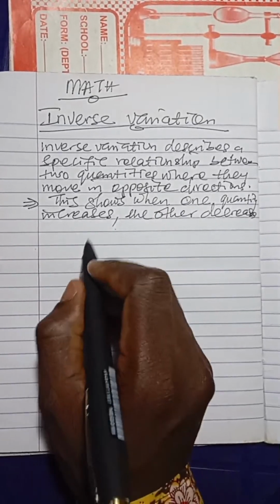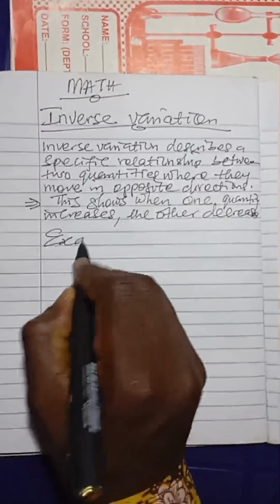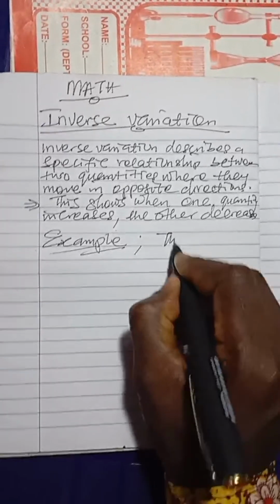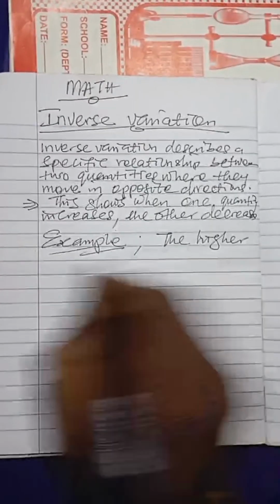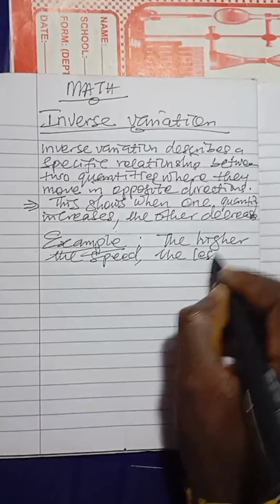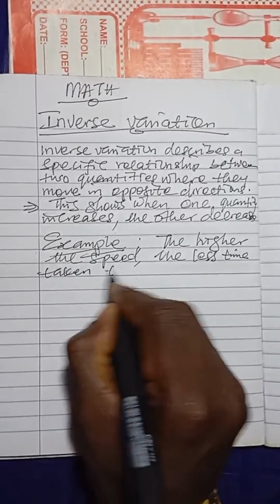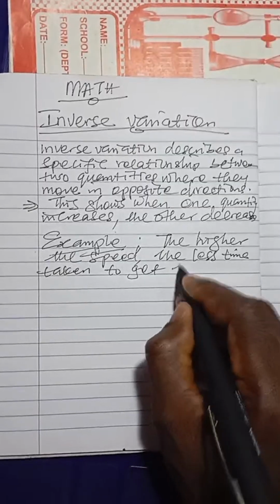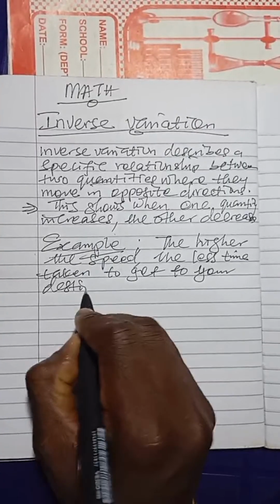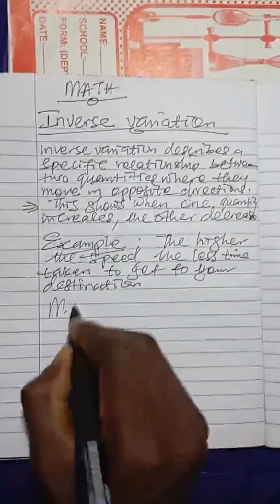Now in inverse variation, take a specific example, distance and speed. The higher the speed, the less time taken to get to your destination. Good.